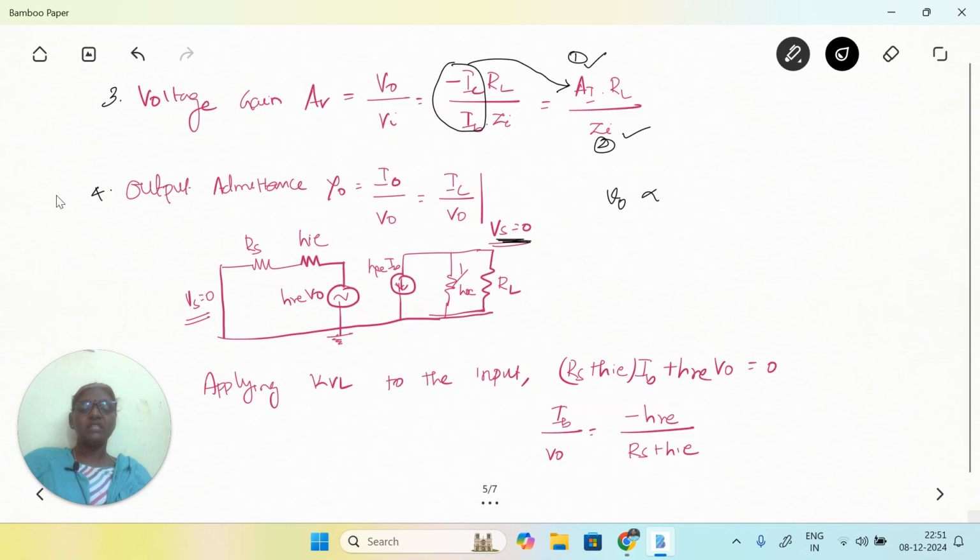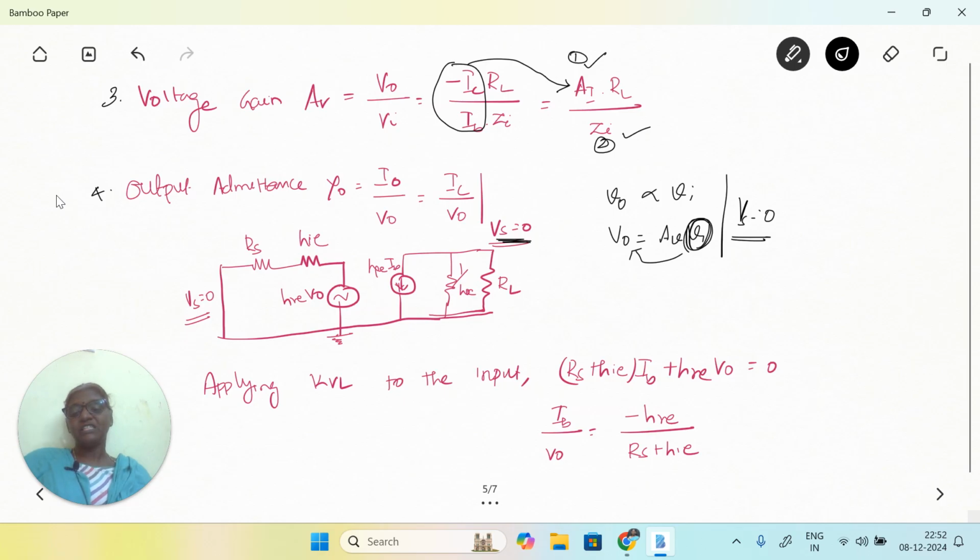Vo is always proportional to the input voltage, where the proportionality constant is referred to as voltage gain. Vo is equal to Av into Vi. So if any input voltage is supplied, that affects the value of the output voltage. So when we want to calculate the output impedance of an amplifier alone, we need to make Vs equal to 0, or the input should be taken as 0 volt.